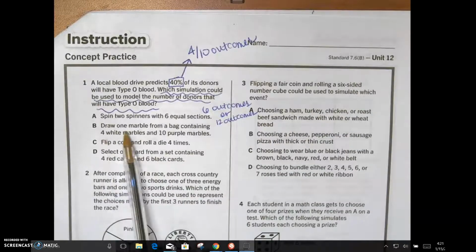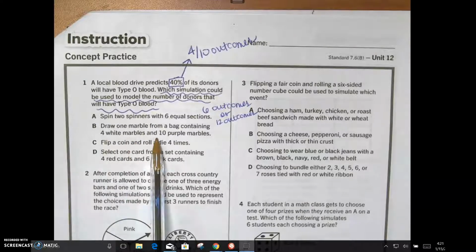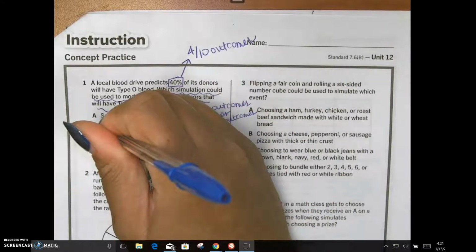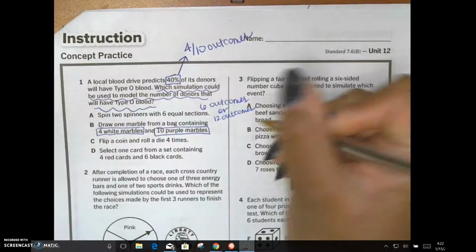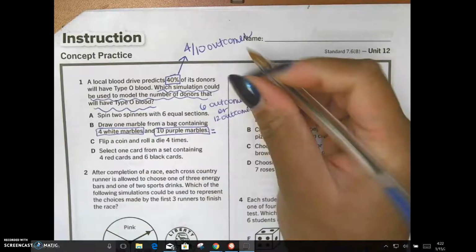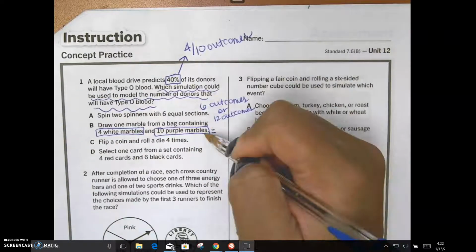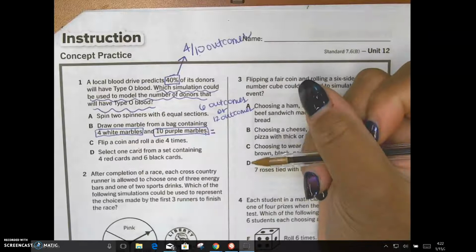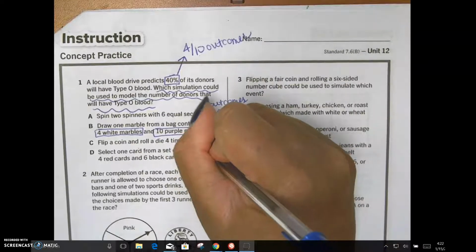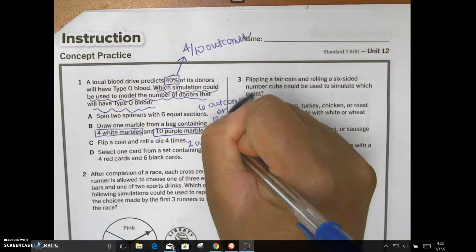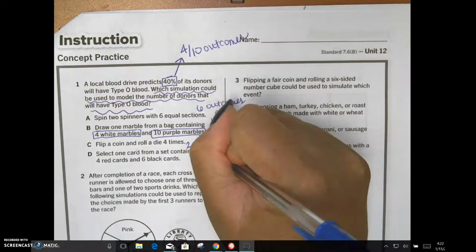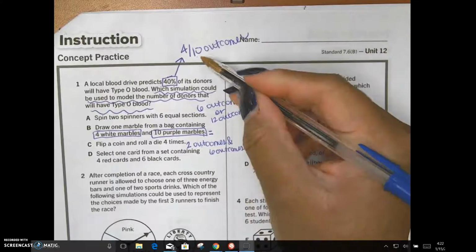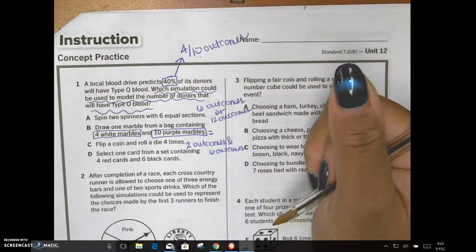Then for letter B, it says draw 1 marble from a bag containing 4 white marbles and 10 purple marbles. I need to combine the 4 white with the 10 purple. I need it to equal 10. If this does not equal 10, then this cannot be your answer. Here, I'm flipping a coin and rolling a die. I got 2 outcomes and 6 outcomes. The 2 and the 6, will this equal a 10? If not, then that is not my answer.